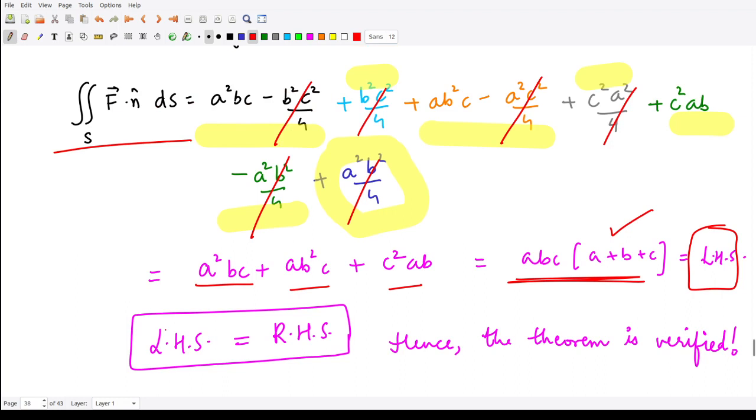So in this way we have shown that the Gauss divergence theorem is valid for the given vector f, where we were given the volume for the rectangular parallelepiped. So I hope this is clear to you.